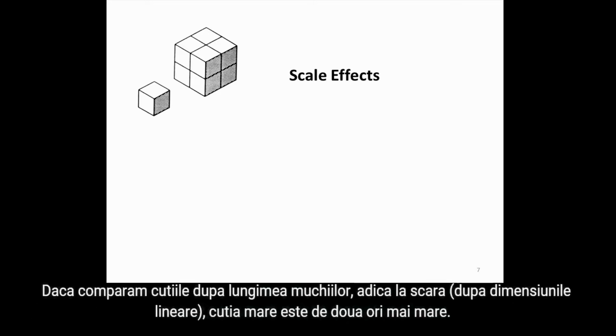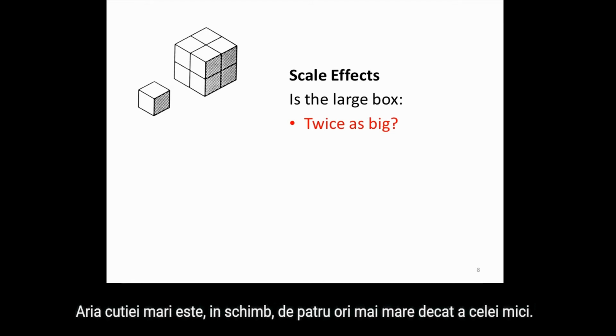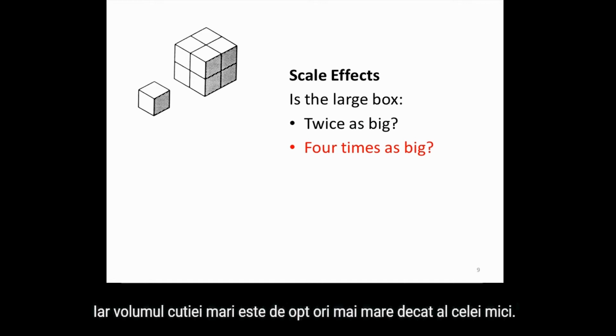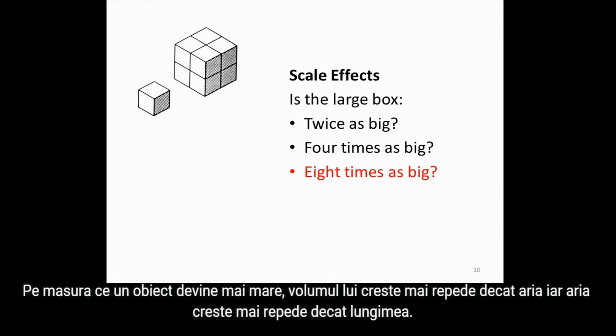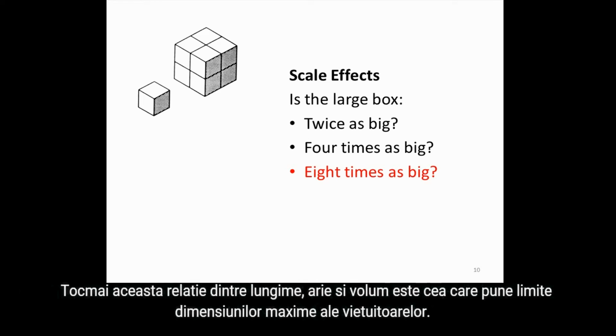If the boxes are measured by the length of their sides, their linear dimensions, the larger box is twice the scale of the smaller box. The area of the larger box is 4 times the scale of the smaller box. The volume of this larger box is 8 times the scale of the smaller one. As any object increases in size, its volume increases quicker than its area, and its area increases quicker than its length. It is this mathematical relationship between length, area and volume which limits the maximum scale of life.